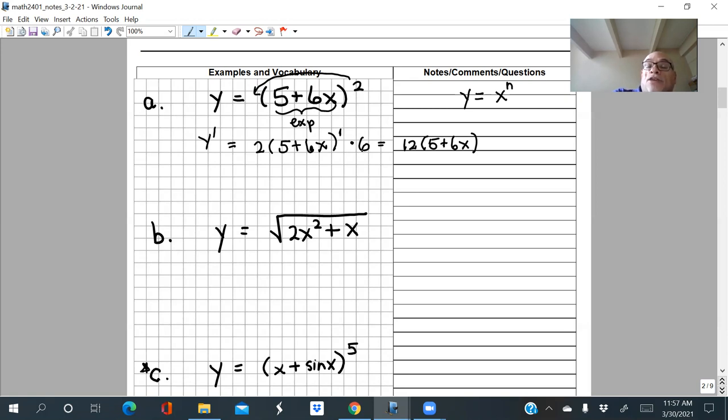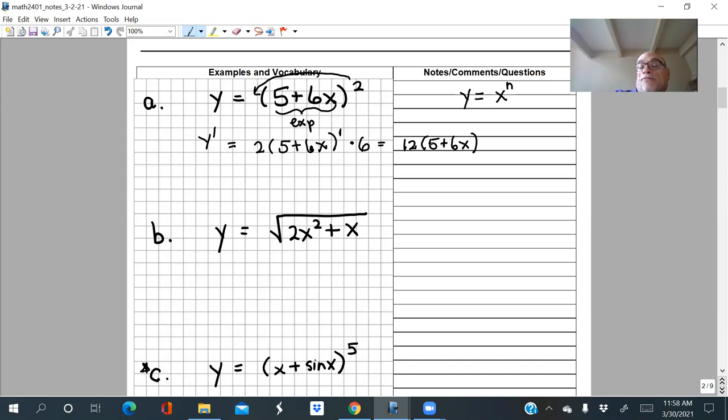But the other thing you have to remember, and this is where the chain rule is coming into play, you have to take the derivative of this expression that's inside parentheses that you're raising to the power, and you have to multiply that in. So what's the derivative of 5 plus 6x? That is just 6, right? The derivative of 5 plus 6x is 6. So I have to multiply in 6. That's it. That gives you the derivative.